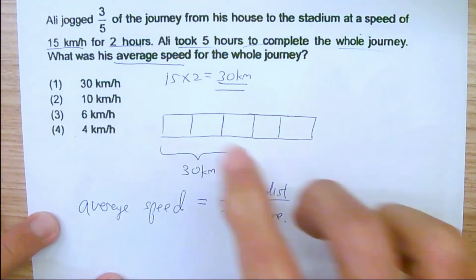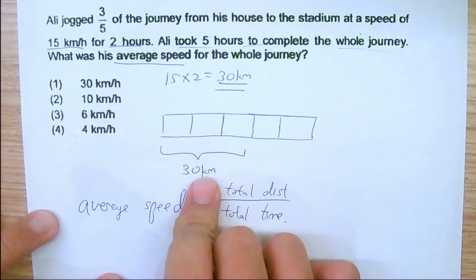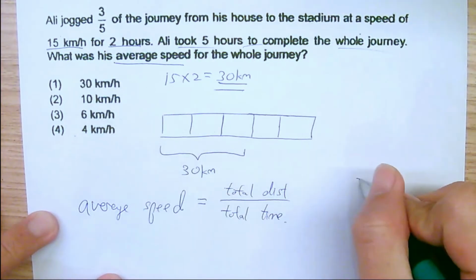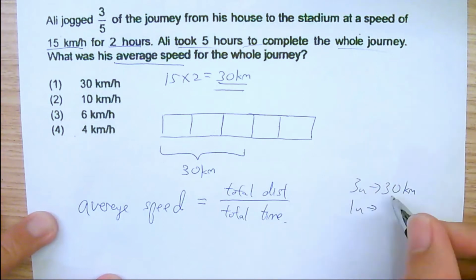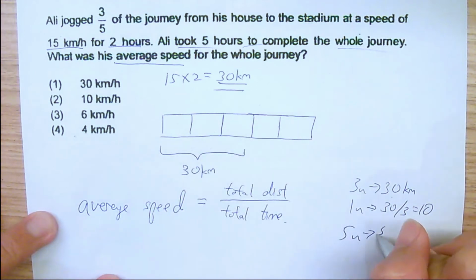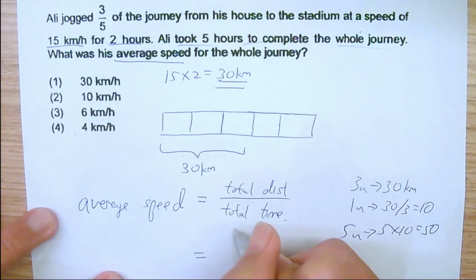So over here, let's find the total distance. If 3 units is 30 km, how about 1 unit? 3 units will be 30 km, so 1 unit will be 30 divided by 3. Makes sense, right? And that will be 10. So total 5 units. 5 units will be 5 times 10, giving us 50. So the total distance will be 50 km.